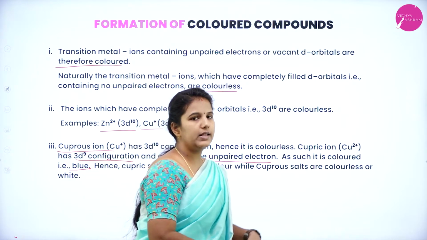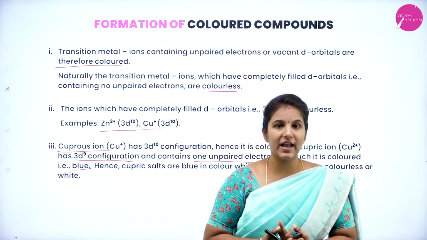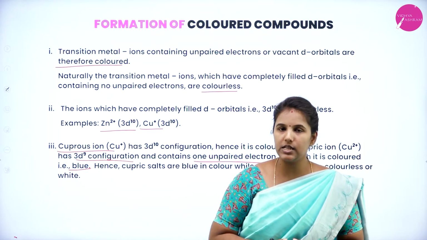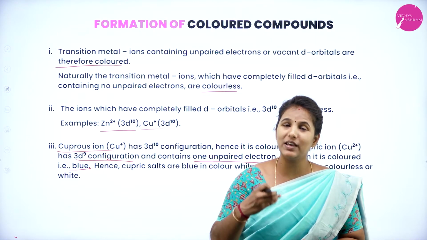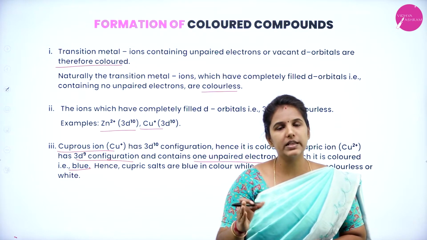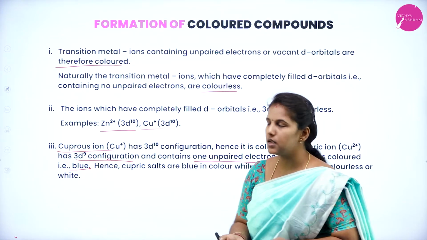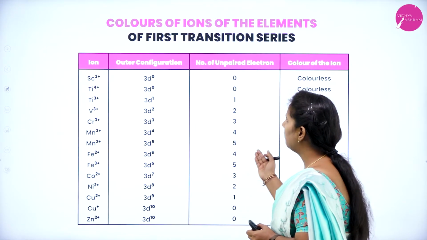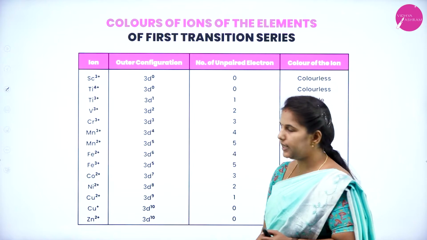So what does it indicate? If unpaired electrons are there in the d orbital, that is in the 3d shell, it will be responsible for giving color to the substance. If there is no unpaired electron, obviously that substance will look colorless. Okay. So you can see that I have represented the colors of the whole 3d series.